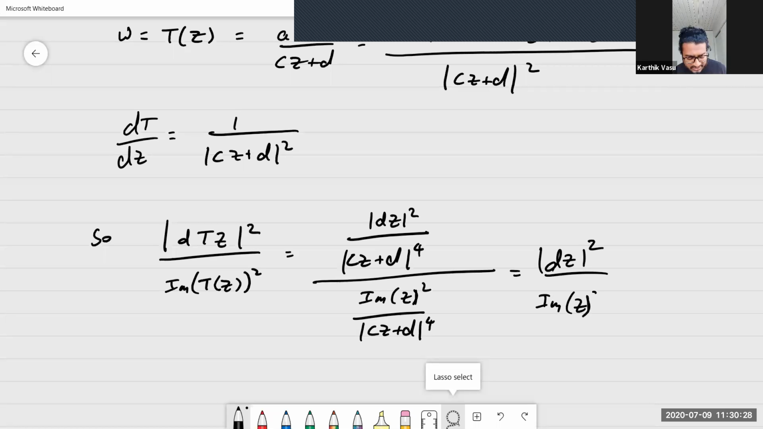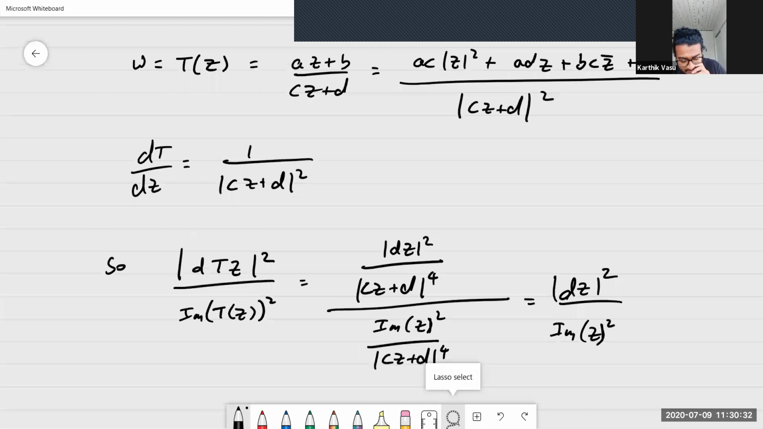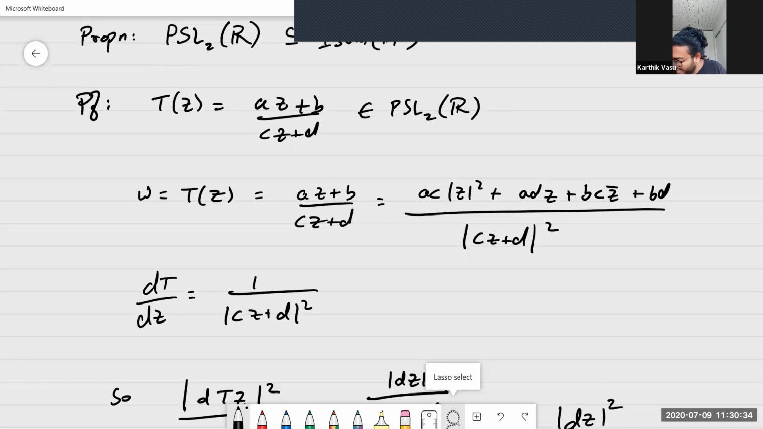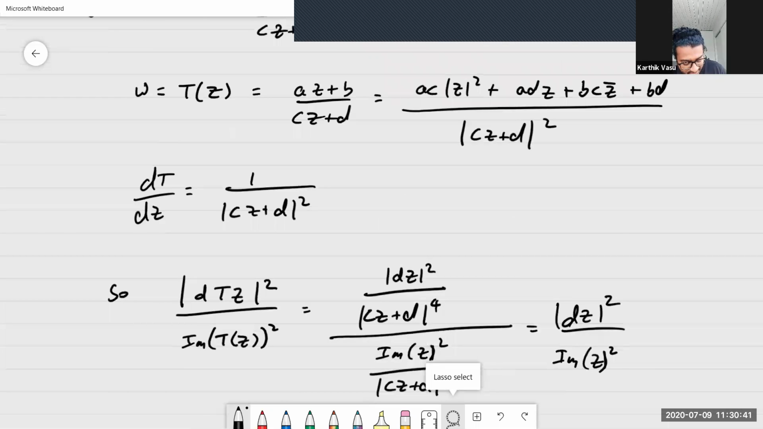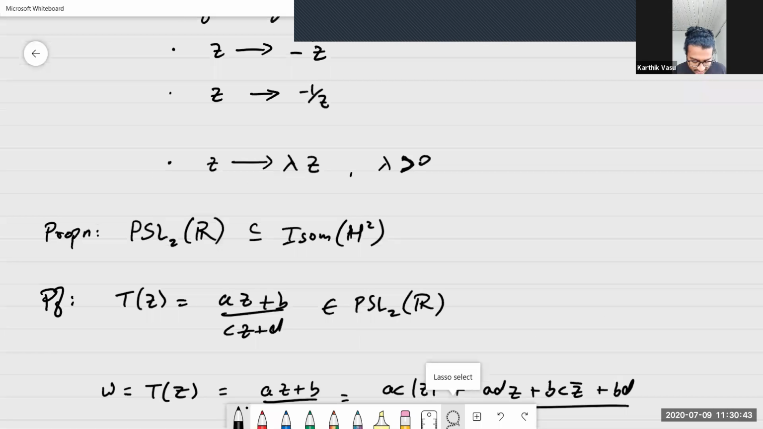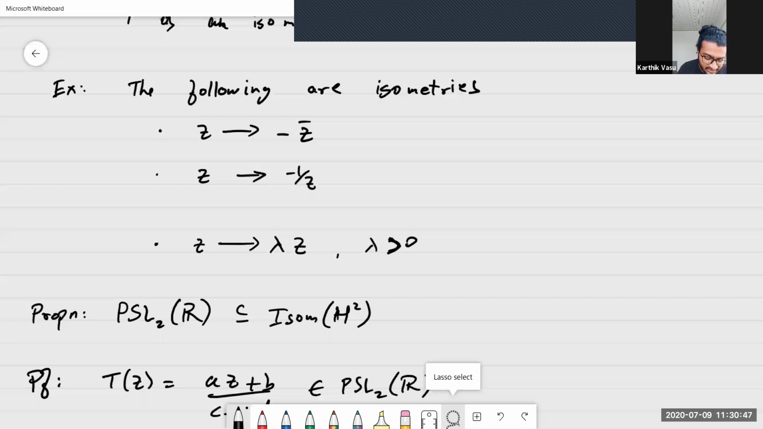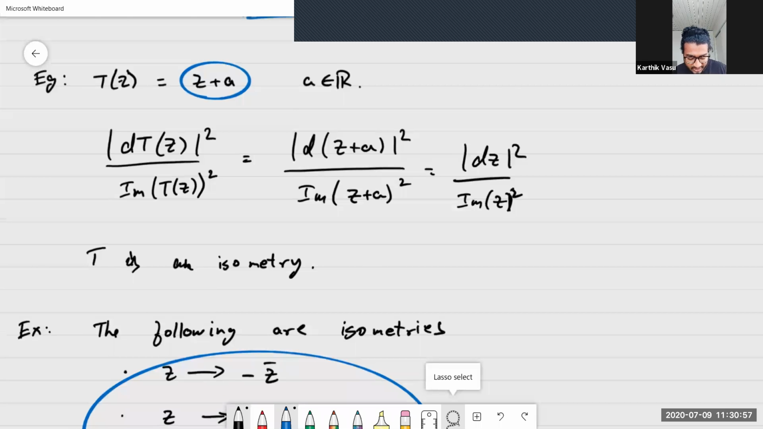So if you go through this calculation, you will see that these Mobius transforms are isometric. You can do it this way, or you can also say that any T of Z can be written as a composition of these things, and I guess this one also. When you compose isometries, you get an isometry. So you can argue that way as well.